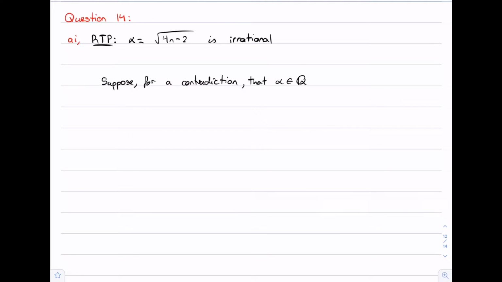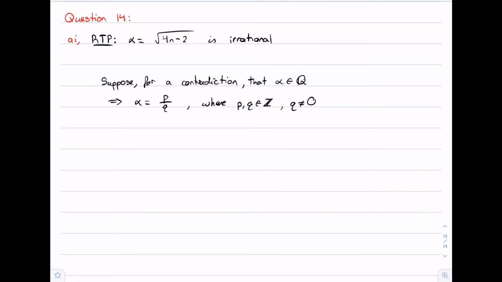And let's be a little bit more mathematically specific. What does it mean for alpha to be rational? Well, this means that we can write alpha as P on Q, where P and Q are some integers. An extra condition on Q is that it has to be non-zero, because otherwise we'd be dividing by 0, so Q is non-zero.